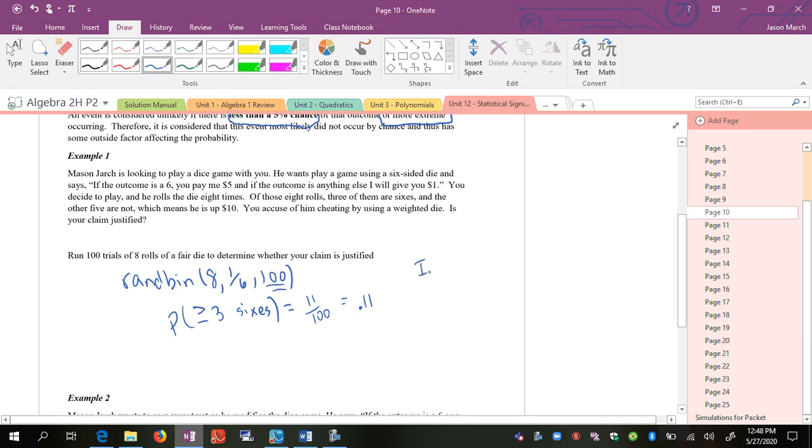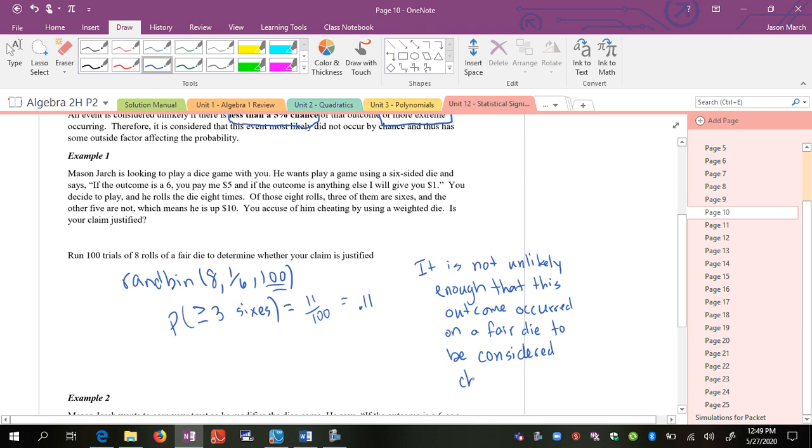So it is not unlikely enough that this outcome occurred on a fair die to be considered cheating, right? It's possible that this could have happened on a fair die.